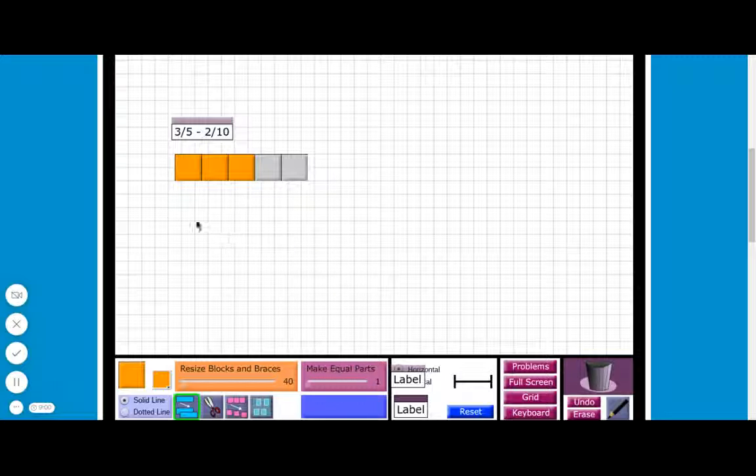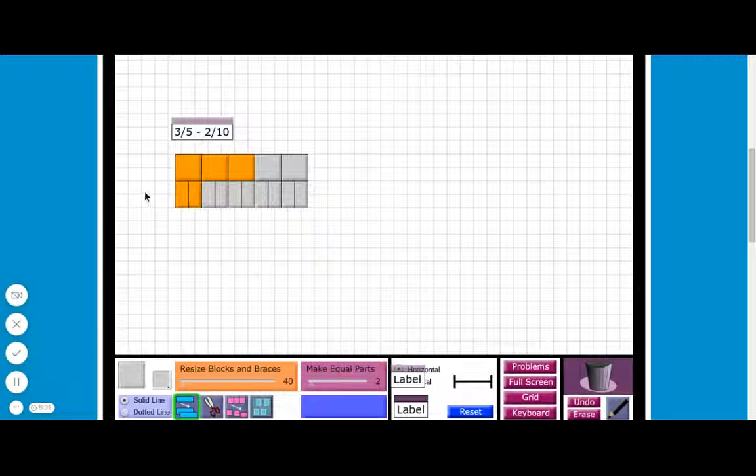I'm now going to draw a bar model for 2/10 just underneath that. You can now see that I have drawn a second bar model and I have partitioned it into 10 equal parts: 1/10, 2/10, 3/10, 4/10, 5/10, 6/10, 7/10, 8/10, 9/10, and 10/10, which is equivalent to a whole, which is also equivalent to 5/5, which is a whole.